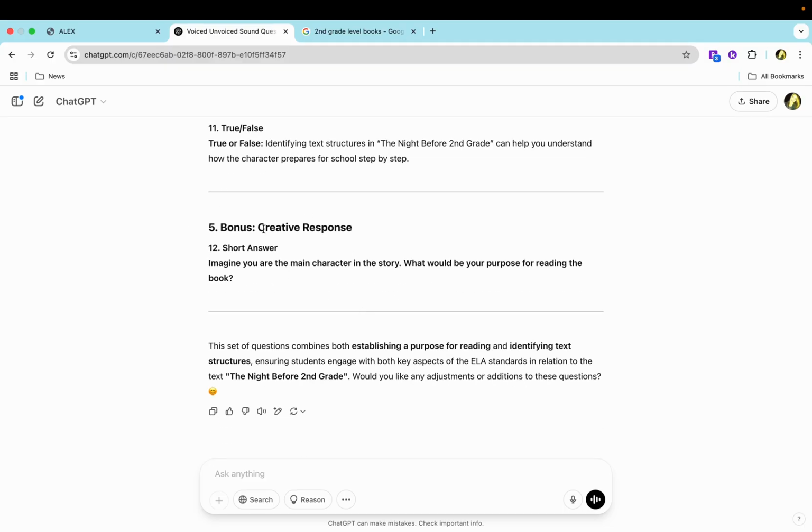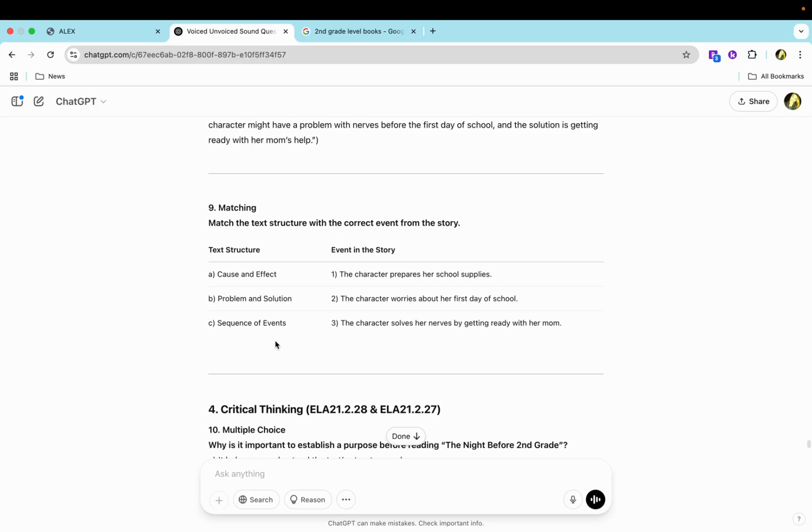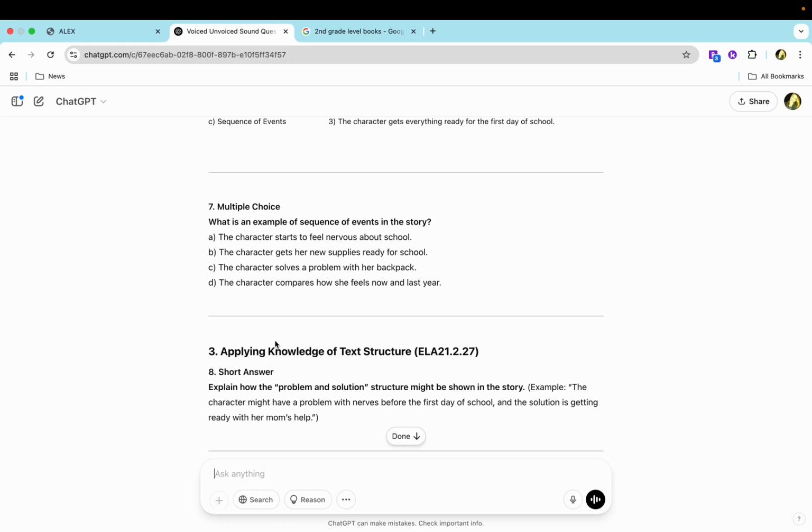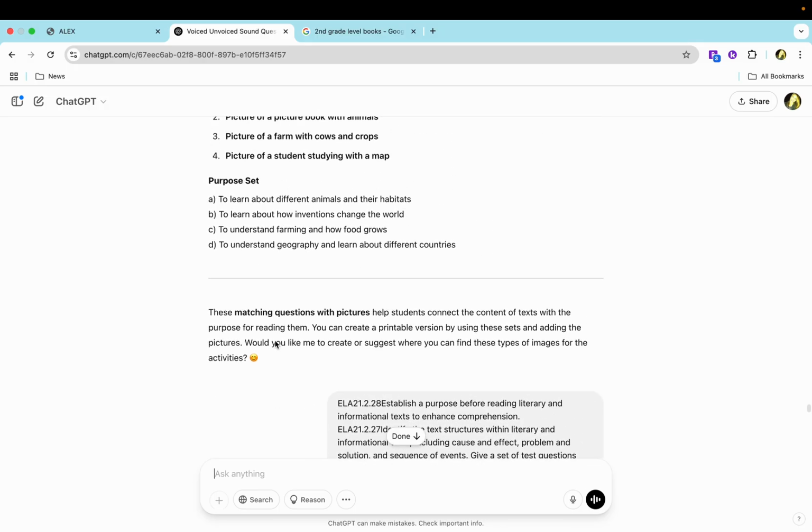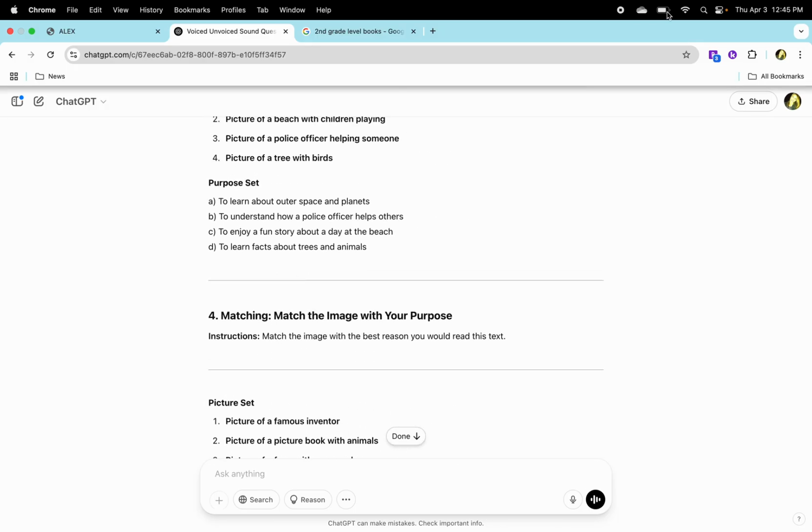And then it gives us a creative response. Imagine you're the main character in the story. What would be your purpose for reading the book? Letting them use their creativity. You could let them draw. Would you like any adjustments or addition to these questions? No. Then I would put this into a document, double check that they're aligned, and there's your test.